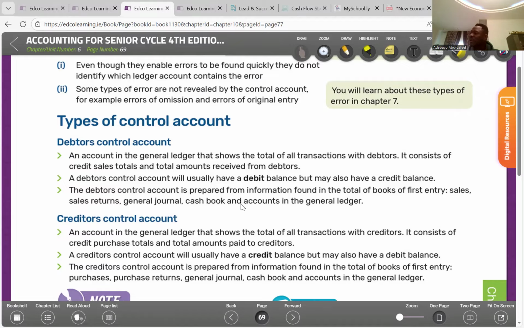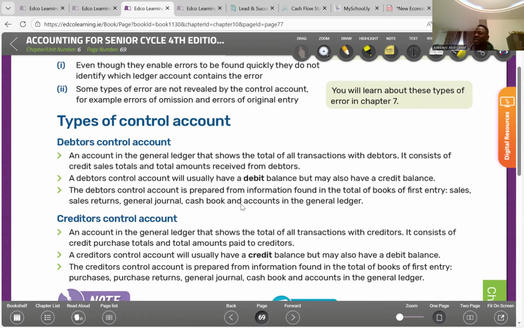Debtors control account is all about our credit customers. The total credit sales to our credit customers is recorded on the debit side. And the total amount of money we receive from our debtors is recorded on the credit side of the debtors control account. That will do for debtors control account.